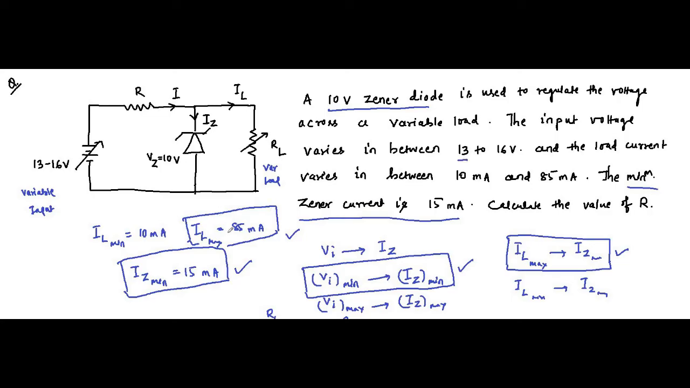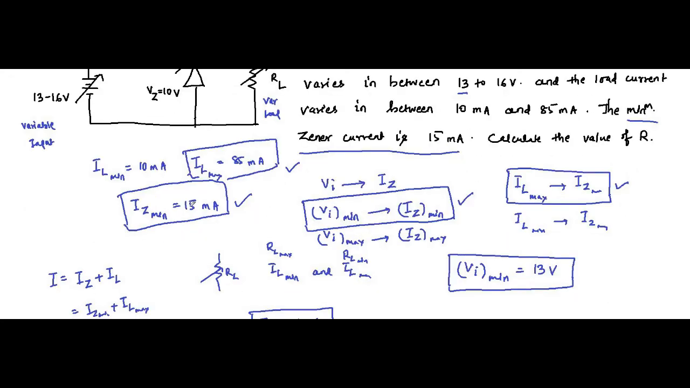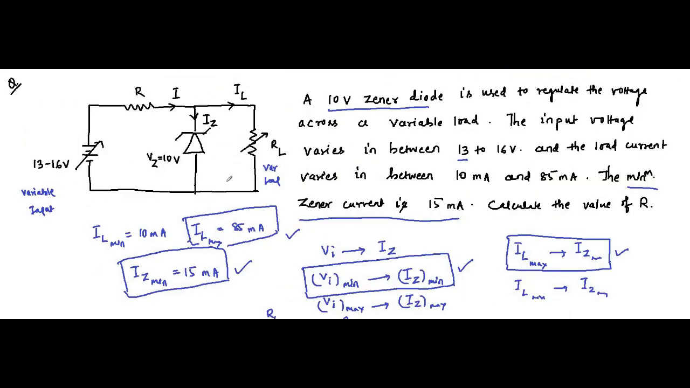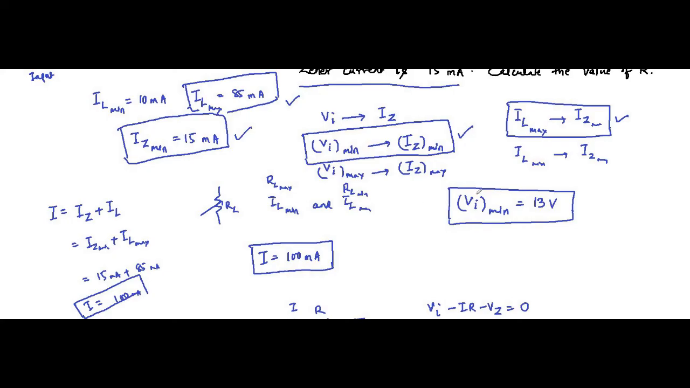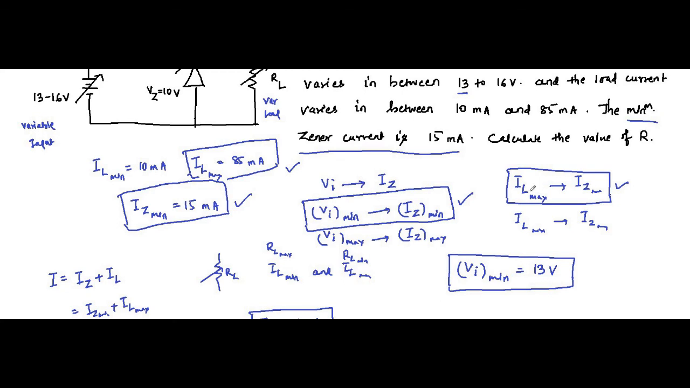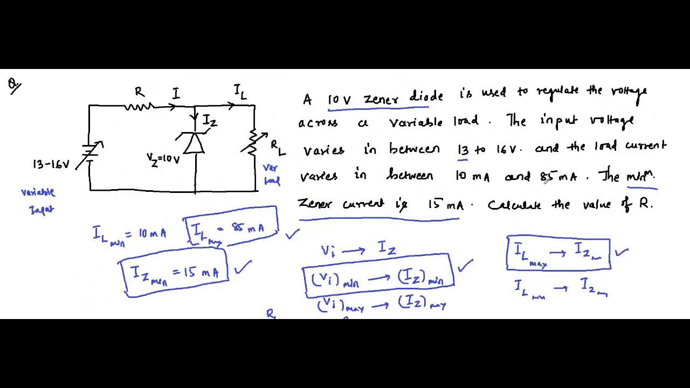Then another thing is how Iz and IL, the Zener current and load current, are related using KCL. That correlation is important: maximum load current occurs when Zener current is minimum, and minimum load current occurs when Zener current is maximum. So here, as Zener current is minimum, we have to use the maximum load current. Maximum load current here is 85 milliampere. So everything is dependent on this minimum value of Zener current.